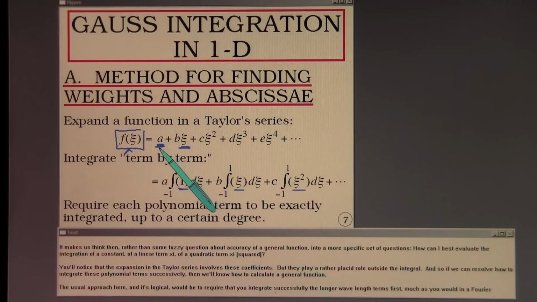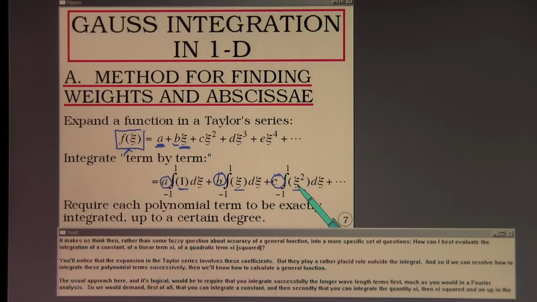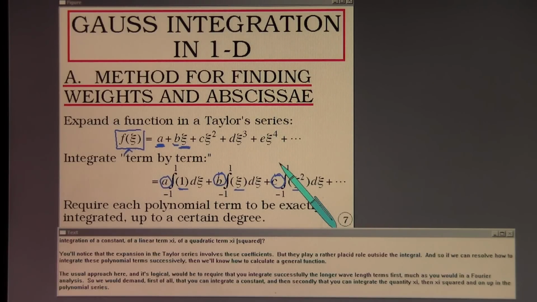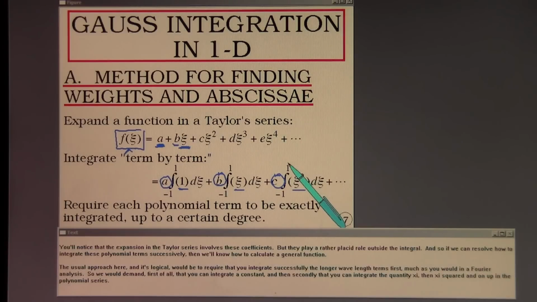And you'll notice that the expansion in the Taylor series involves these coefficients, but they play a rather placid role outside the integral. And so if we can resolve how to integrate these polynomial terms successively, then we'll know how to calculate a general function. The usual approach here, and it's logical, would be to require that you integrate successfully the longer wavelength terms first, much as you would in a Fourier analysis. So we would demand, first of all, that you can integrate a constant, then secondly, that you can integrate the quantity xi, then xi squared, and on up in the polynomial series.